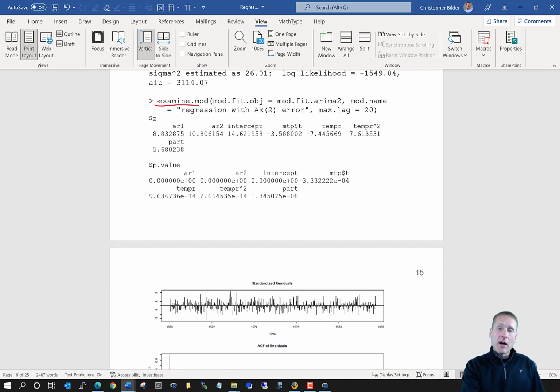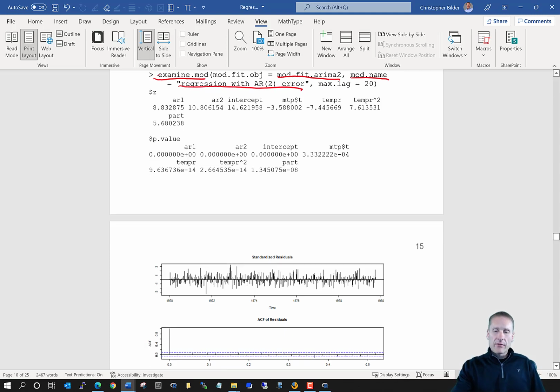We can examine the model's fit more closely using examine.mod. So notice this is mod.fit.arima2. My model name is regression with AR2 error. This is what we get. Now it's okay to take a look at these corresponding p-values, as long as all the model assumptions are satisfied, and I will tell you through our diagnostics we will find that they are. For this particular model, it's okay now to look at these p-values, and we can see that we have very small p-values indicating that there's sufficient evidence to indicate the corresponding parameters do not equal 0.